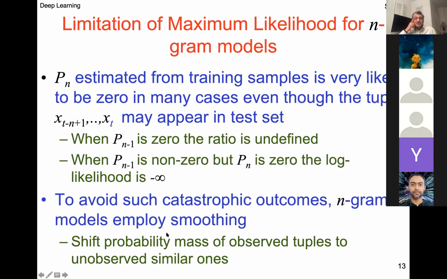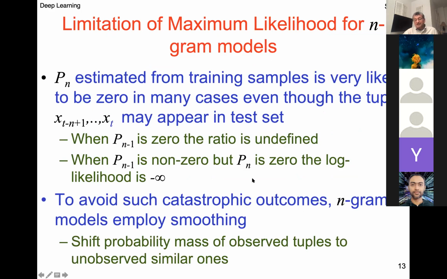All right, so a limitation of maximum likelihood for n-gram models. P_n estimated from training samples is very likely to be 0 in many cases, even though the tuple may appear in the test set. It sounds great, but a lot of them are going to have zero probabilities, right? When P_{n-1} is zero, the ratio is undefined. To avoid such catastrophic outcomes, n-gram models employ smoothing.